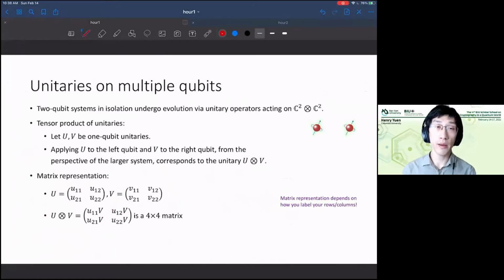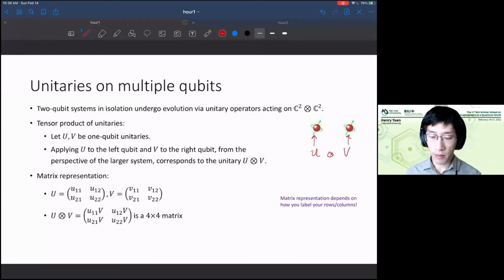Okay, so that was partial measurements. Now let's talk about unitary evolution, right? Isolated evolution. And again, we have unitaries acting on this larger tensor product space. How can we describe them? Well, one way of talking about them is to build them up from unitaries on the smaller systems. So let's say that we have a single qubit unitary U acting on one qubit and a single qubit unitary V acting on the second qubit. To describe how both qubits evolve jointly, we just take the tensor product of these unitaries.